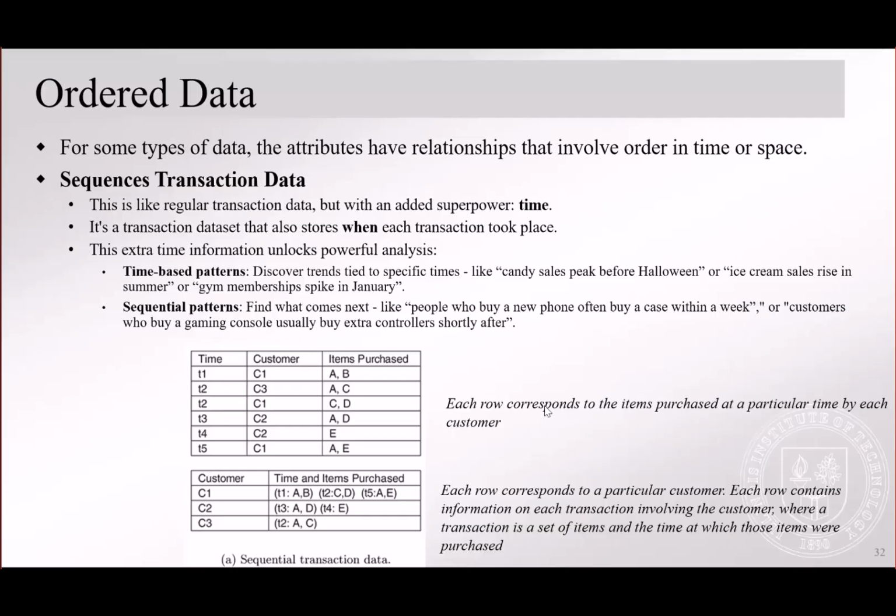The bottom line, to summarize the takeaway for this slide: sequential transaction data is just the raw material, transactions with timestamps. From it, we can find time-based patterns, when things happen, and sequential patterns, what happens next. It's the same transaction data we know, just with time added. And that small addition changed everything, especially when we organize it in the right way, as we did here.